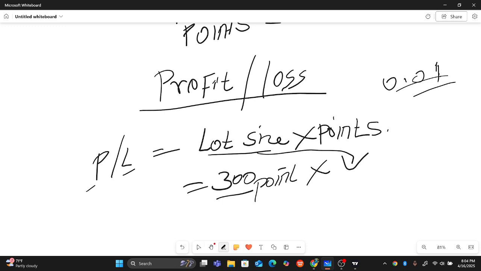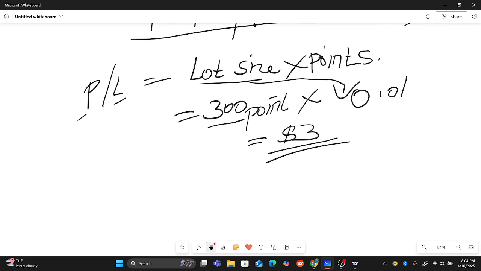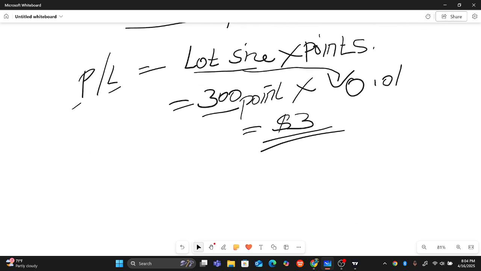So if the market makes a 300 point move and you want to use the lot size of 0.01, how many dollars will you be making? You will be making $3. If you bought and the market moved up by 300 points, you'll be making $3. If the market moves against you by 300 points and you had used a 0.01 lot, then you will lose just $3. That's how you calculate this.